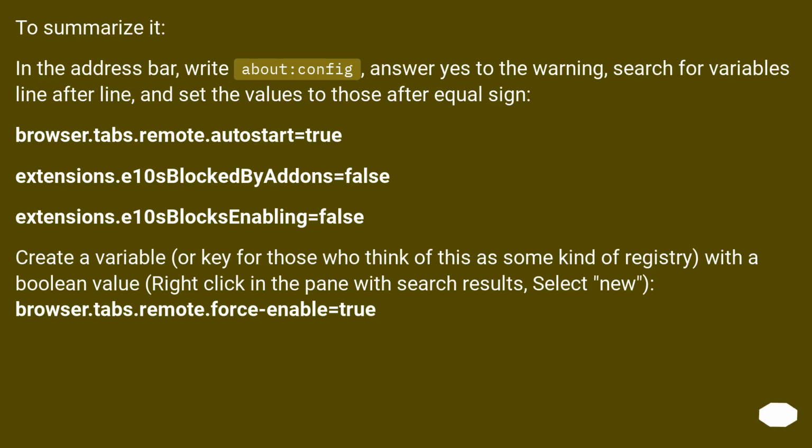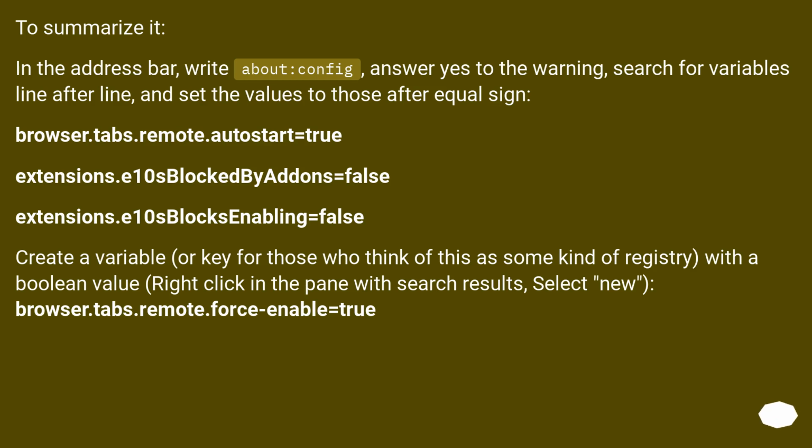To summarize it, in the address bar, write about:config, answer yes to the warning, search for variables line after line, and set the values to those after the equal sign. browser.tabs.remote.autostart equals true. extensions.e10sBlockedByAddons equals false. extensions.e10sBlocksEnabling equals false.